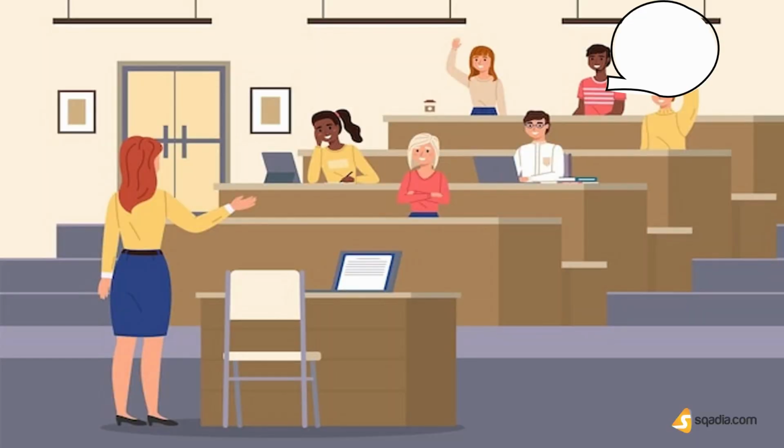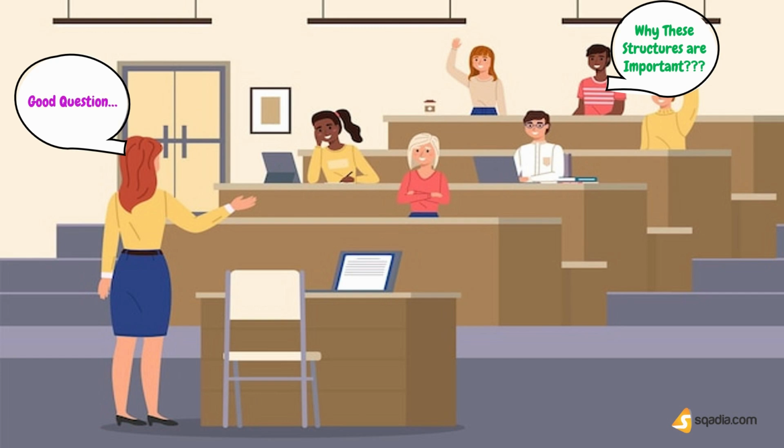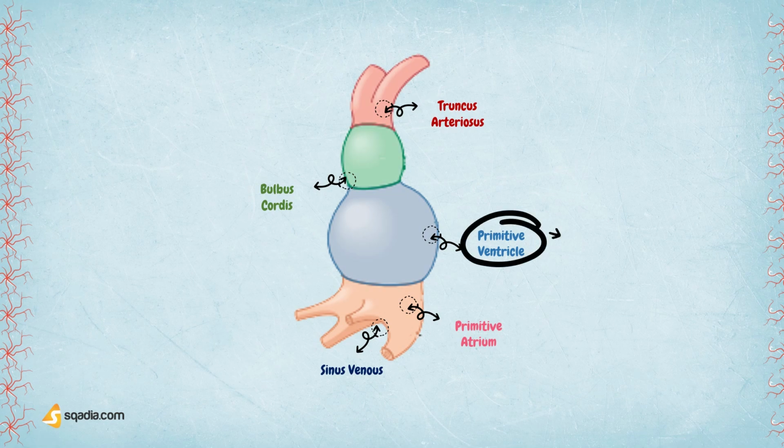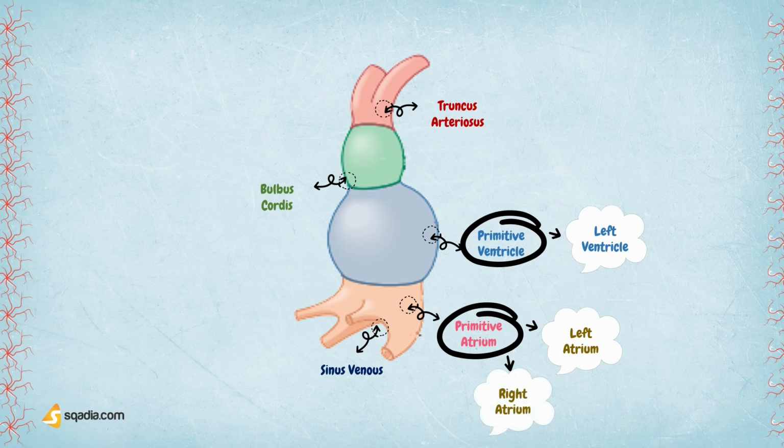But, ma'am, why are these structures important? It's a good question. Medical class, we know that there are many parts of the heart tube. This is truncus arteriosus. This is bulbus cordis. This is primitive ventricle. This is primitive atrium. This is sinus venosus. So, primitive ventricle is going to be the left ventricle, and primitive atrium is going to be the left atrium and right atrium.